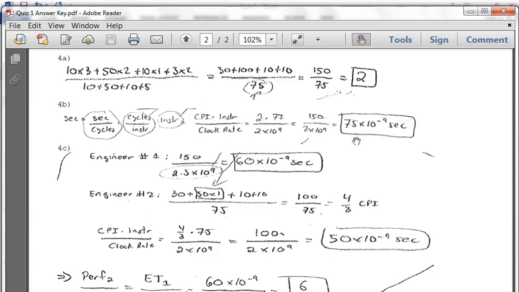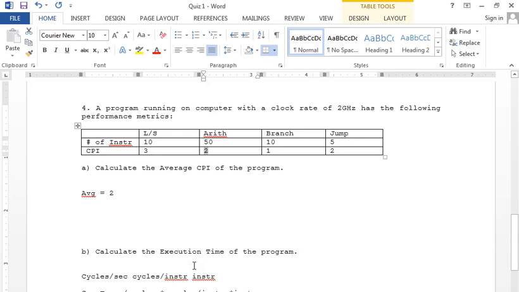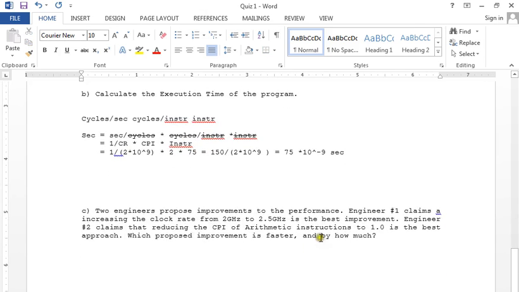Okay, so part C is what happens. We have 2 engineers. One of them says, I can increase my clock rate from 2 to 2.5. And the second one says, I can reduce the CPI of arithmetic from 2 to 1. Which improvement is better? And by how much? Or if you just put B, you don't have an answer, no work, no credit. And so how do we do this?